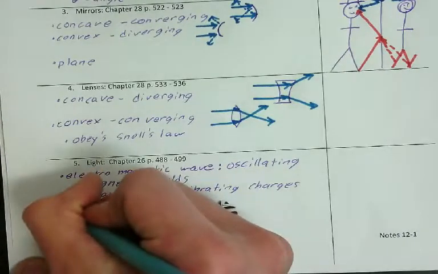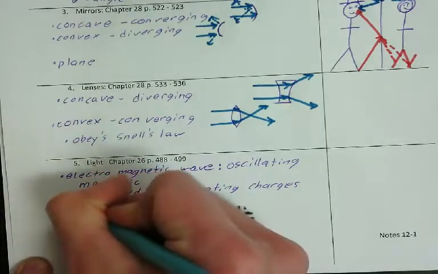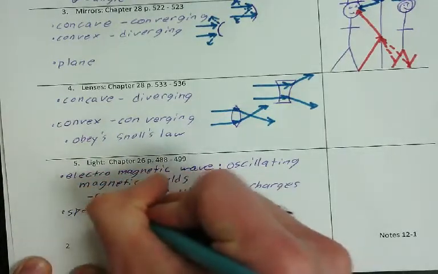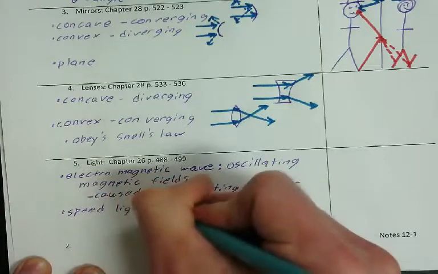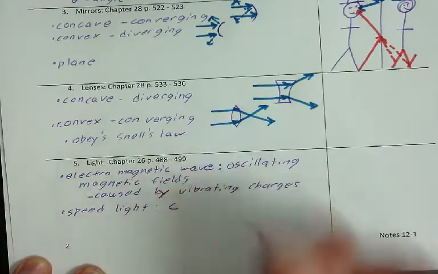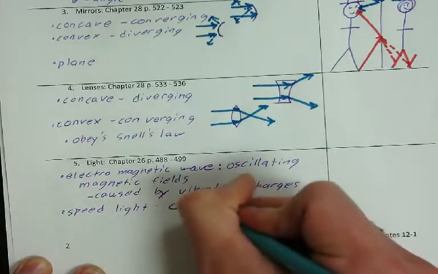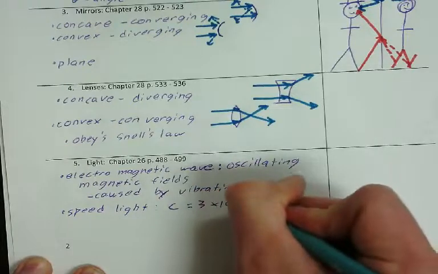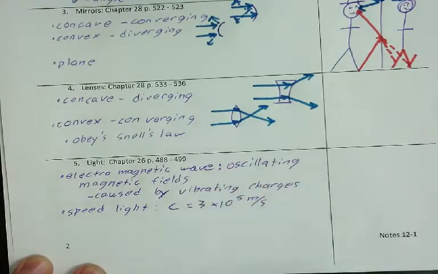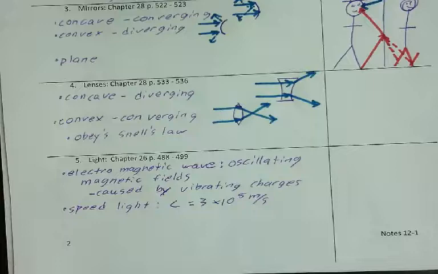Next thing you need to know is the speed of light. I'm going to give this to you, but you need to recognize it. The speed of light is c, and it's 3 times 10 to the 8th meters per second. 300 million meters per second. That's how fast light is. Which is very fast. That's 100,000 times faster than sound.